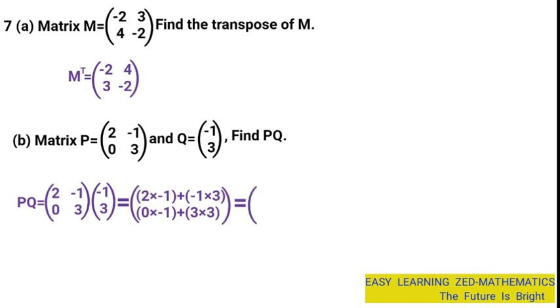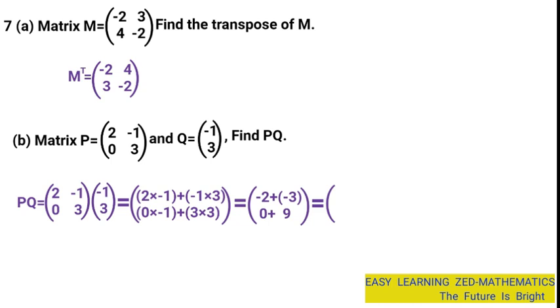Then plus negative 1 multiplied by 3 will give us negative 3. Then we come down here, 0 multiplied by negative 1 will give us 0, then plus 3 multiplied by 3 will give us 9. Then close the bracket. Those are the products we have gotten. Then we say equal to, open bracket, and add negative 2 plus negative 3.